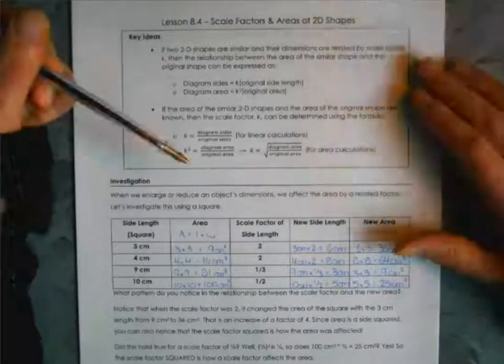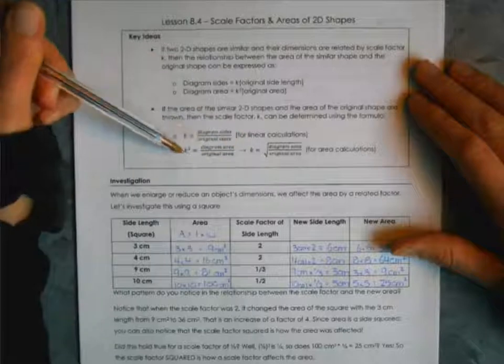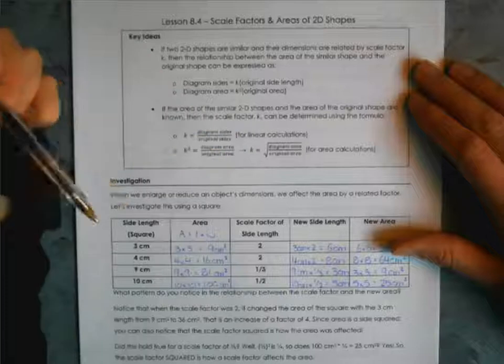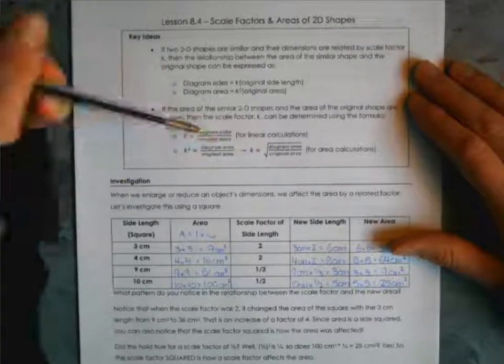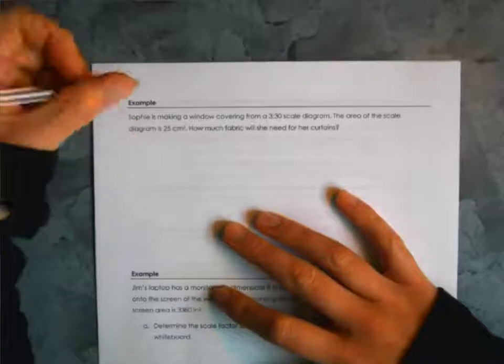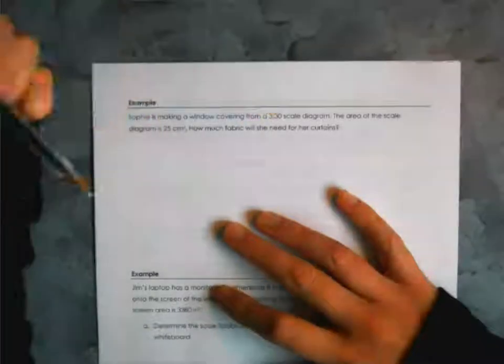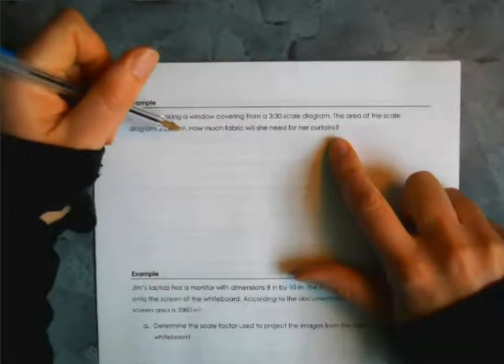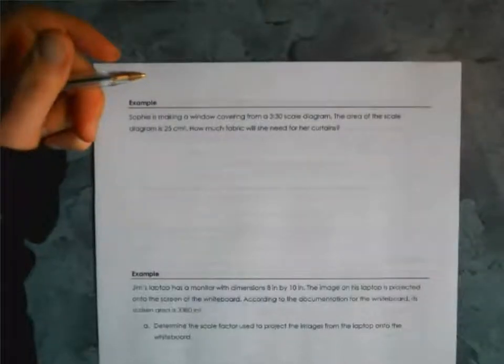For me personally, if I was studying for a test, I would just remember this component because I already know the algebra to get to that if I need to, and I don't want to be memorizing a bunch of extra material. Okay, so knowing this information now, let's work with some practice problems. In this first one, it says Sophie is making a window covering from a 3 to 30 scale diagram. The area of the scale diagram is 25 centimeters squared, and she needs to know how much material she's going to need in order to make her curtains.